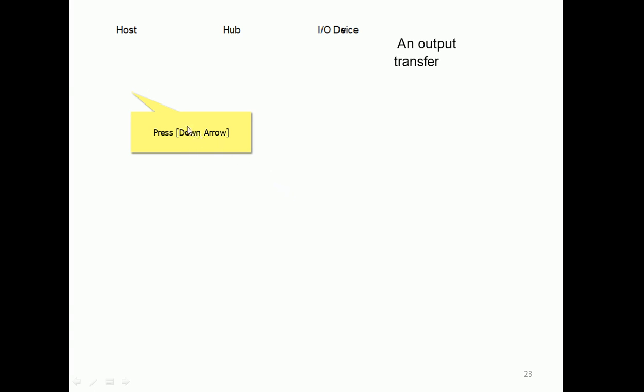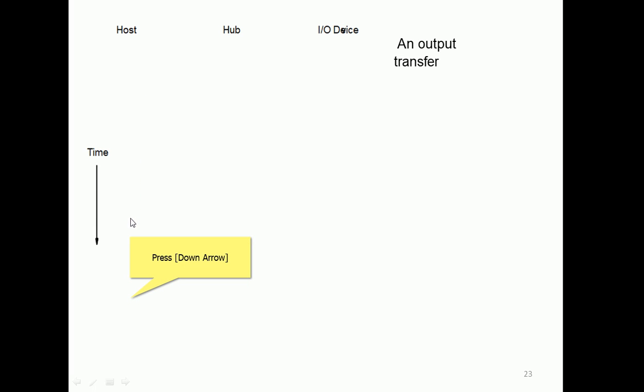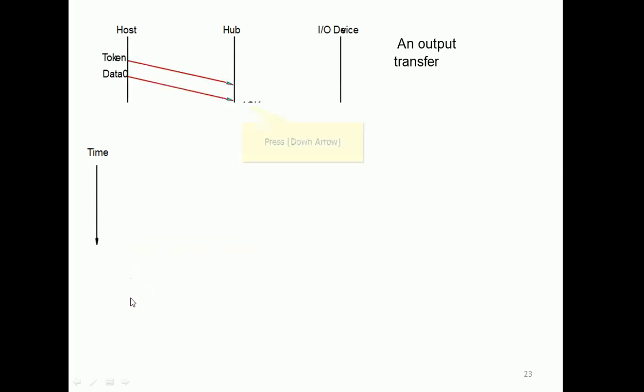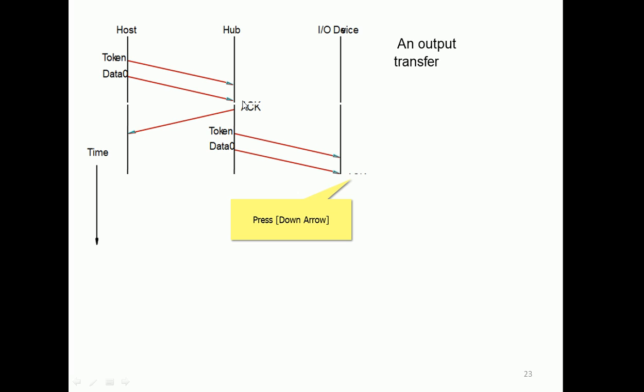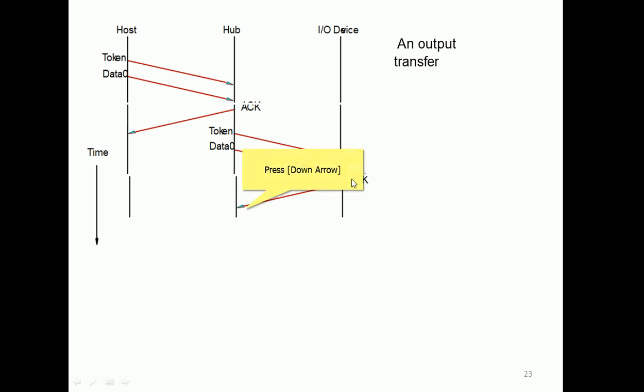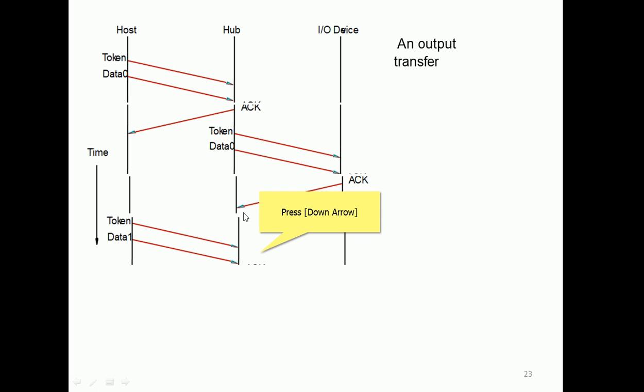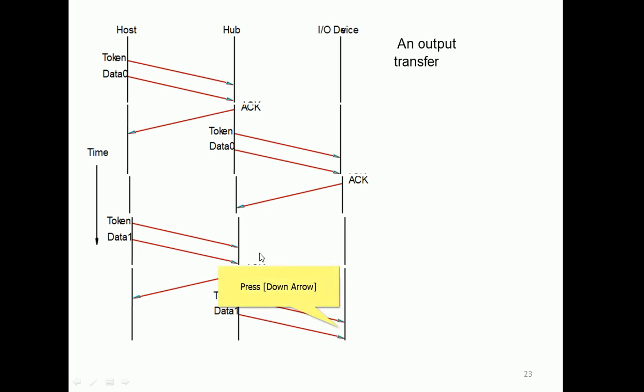How the sequence of operations happens is according to time. The x-axis will be the hub and the y-axis will be time. The token, data 0, will be sent. It reaches the hub. From the hub we get an acknowledgement, and further it goes to the corresponding device. The same token is sent to the device. From the device we get an acknowledgement, so it will be there in the hub. Now this operation is completed. Next, the host is ready to send the next packet. So token data 1 will be sent, for which the hub will give an acknowledgement.